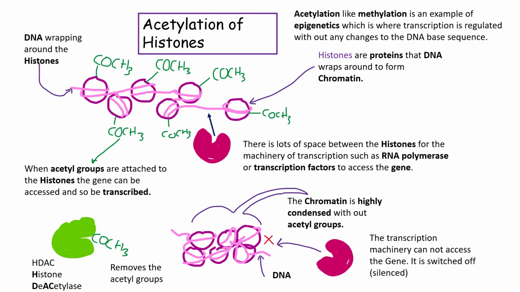So acetylation, like methylation, is an example of epigenetics, which is where transcription is regulated without changing the DNA base sequence, where we're changing access to the gene. We're allowing things in, or we're not allowing them in. Now, both of these are necessary and important processes. Neither one of these is a bad process. However, if it's not regulated properly, it can lead to the production of tumors and the development of cancer.